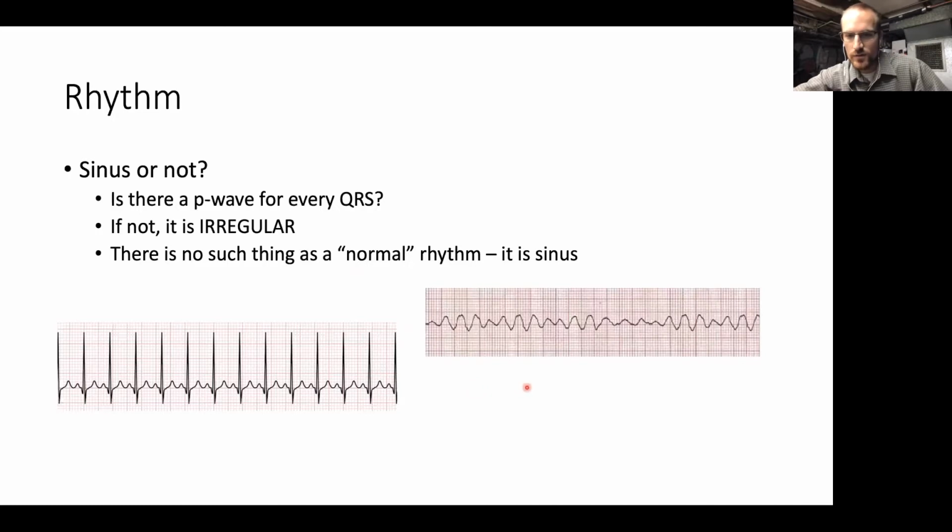This one, I would hazard that you have a hard time figuring out, is there a P wave anywhere? It's not sinus. That would be VFib because you have wide complexes. We'll get more into that at a later presentation.